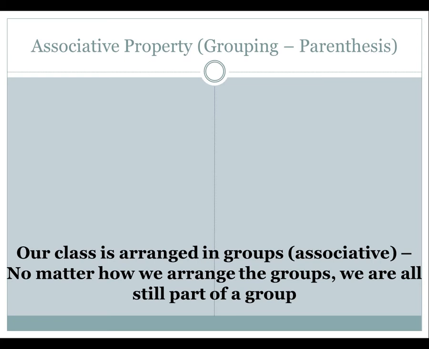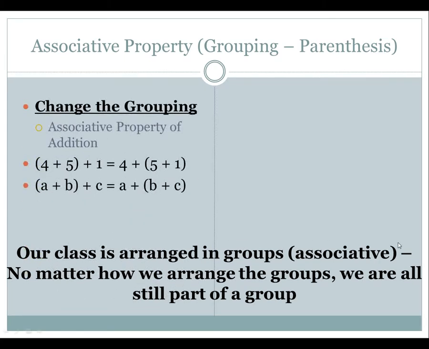So our class is arranging groups, associative. You guys are associated with three other people other than yourselves. We can arrange groups, but you can still be part of the groups. You guys can go to different groups, but it's still the same. So for example, change in grouping, associative property of addition. Now this is addition, so it doesn't matter what order it goes in. Because with the order of operations, what would you do first here? For the one on the right, let's talk about this one.